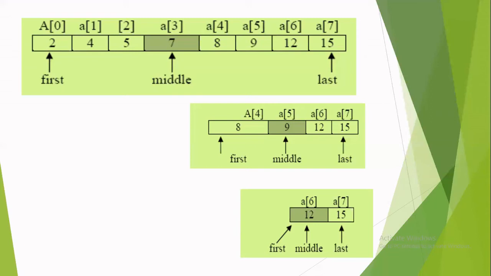Now the index value of the middle element is 6. Now compare the search element with the middle element. Now we found a match. The search element and the middle element are same. Now this binary searching technique will return the index value of this middle element as the position of the search element in the list. Okay, so this is how the binary searching technique works.